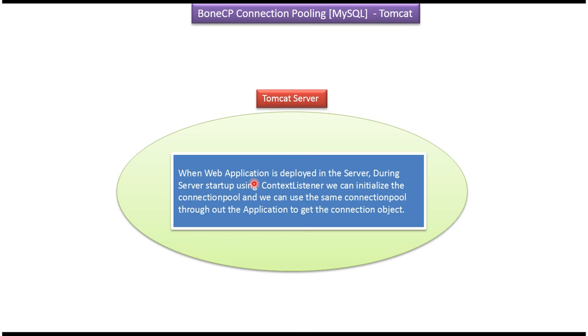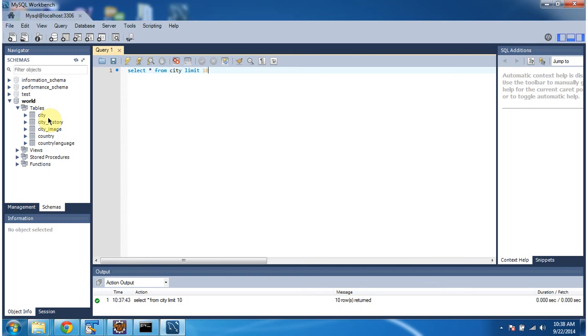Suppose we deploy a web application in the Tomcat server. During server startup, using a context listener, we can initialize the connection pool, and we can use the same connection pool throughout the application to get the connection object. Okay, how to do that, I will show you now.